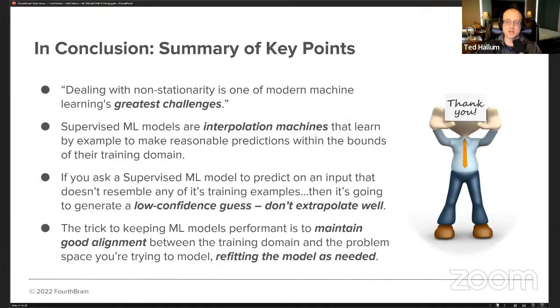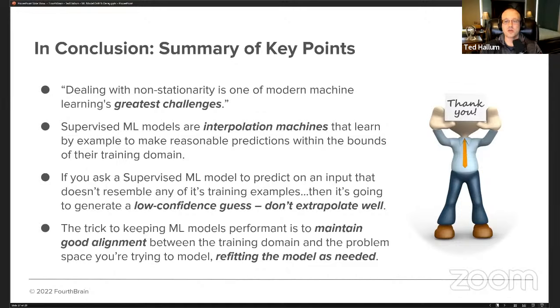But as soon as those observations that are coming in fall outside of your training domain, then your model is going to start trying to extrapolate, and you're going to get very low confidence predictions or extreme outliers if it's a regressor. Your model is basically telling you, hey, here's an output, but I'm guessing, I don't know. And that's because these models don't extrapolate well.